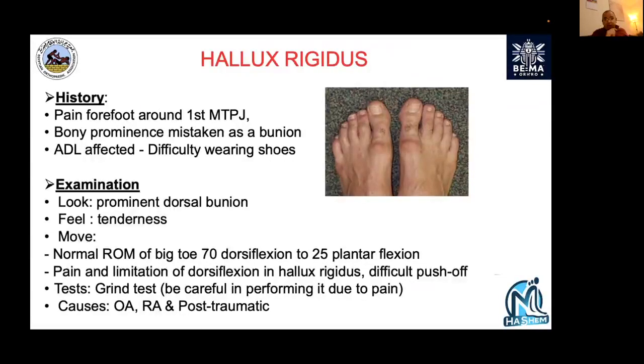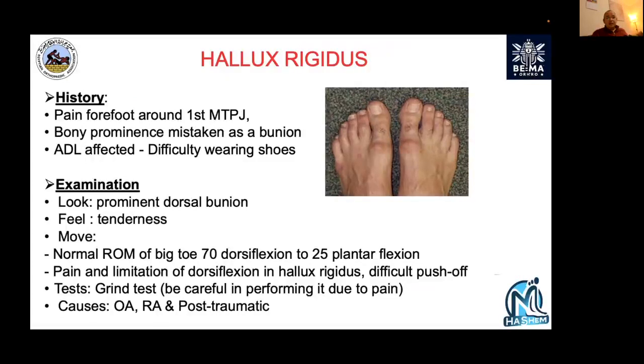The main job of your first MTP joint is to help you in the push off stage of the gait. That's why we specify it as rigidus, because the main problem you will have is that your hallux has limited dorsiflexion. It couldn't do a proper push off, and this affects your gait, and this gives you the pain. So Hallux rigidus means arthritis of the first MTP joint, and we call it rigidus because of the limited range of motion, especially the dorsiflexion range. You need to have at least 70 degrees of dorsiflexion so you can do a proper push off during the gait.